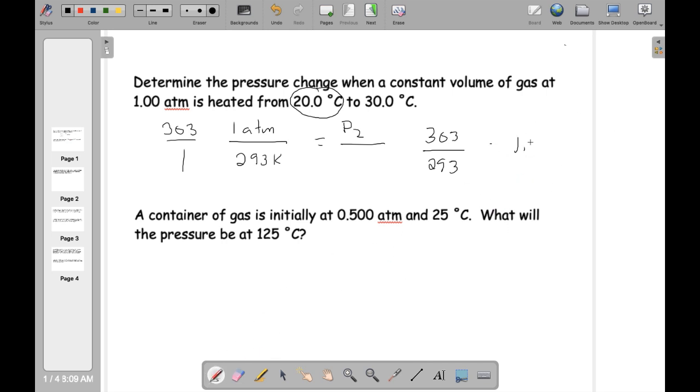Let's go ahead and go down to the next one. And really what you could be doing is you could pause the video and answer this question, and then we could compare answers. A container of gas is initially at 0.5 atmospheres and 25 degrees Celsius. What will the pressure be at 125 Celsius? So yet again, I always like to just write my equation out just to give me a good idea of what I need to do.